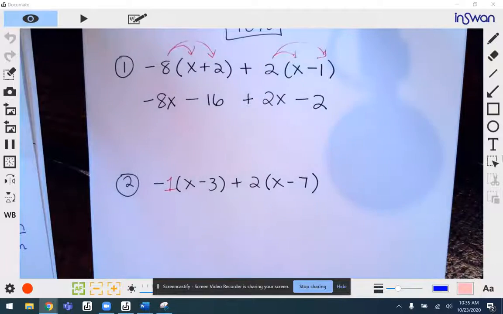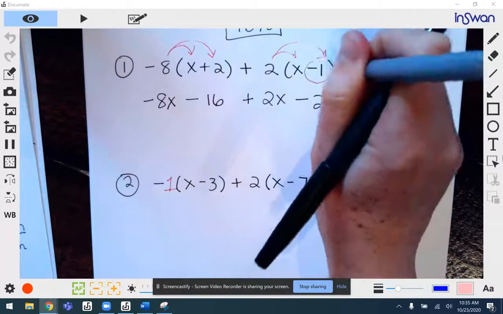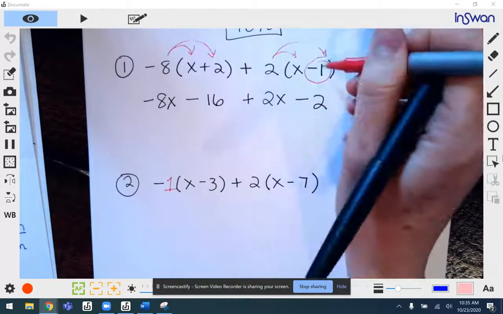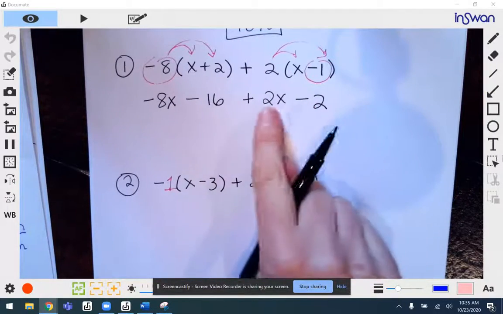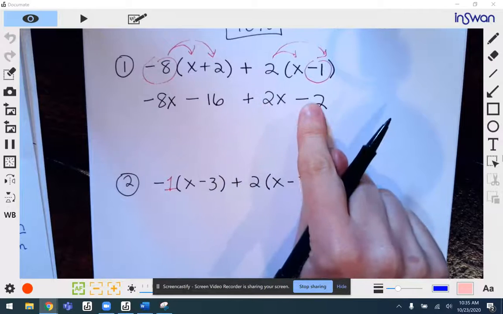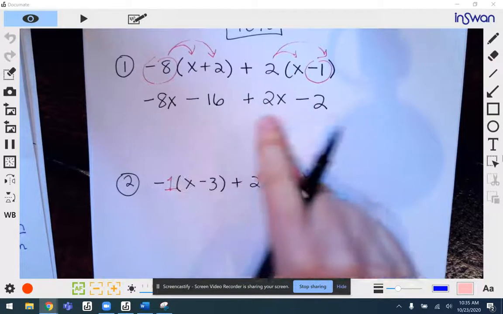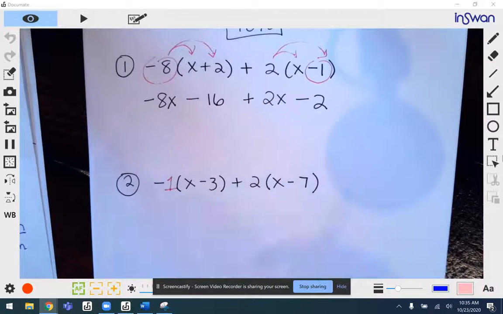Okay, so be careful with your signs. Make sure you're thinking about them when you're multiplying. Make sure you're thinking about them when you write your answer. If it's positive, write a plus. If it's negative, write a negative sign so that we have all our terms added and subtracted together.